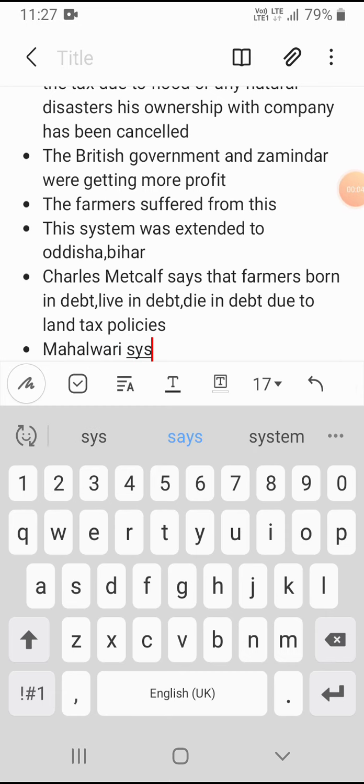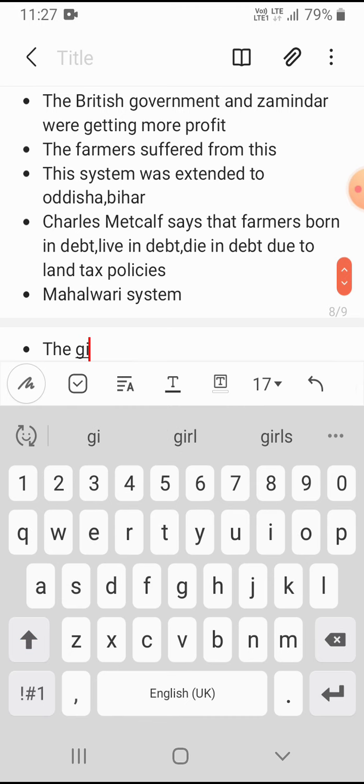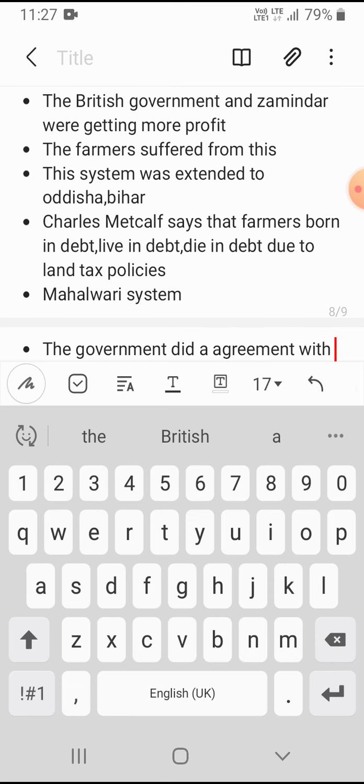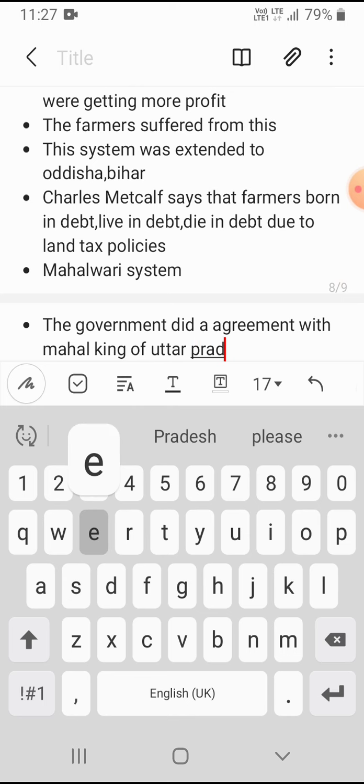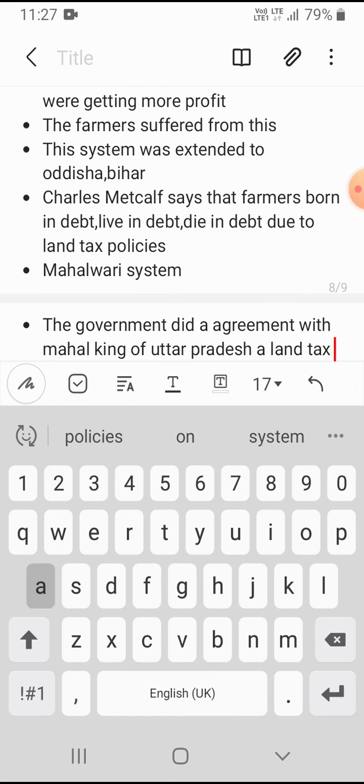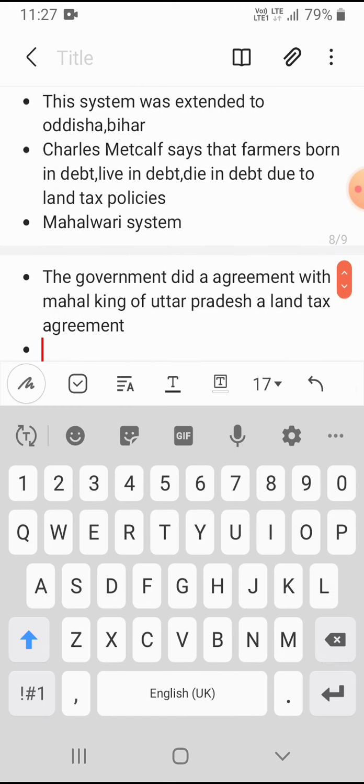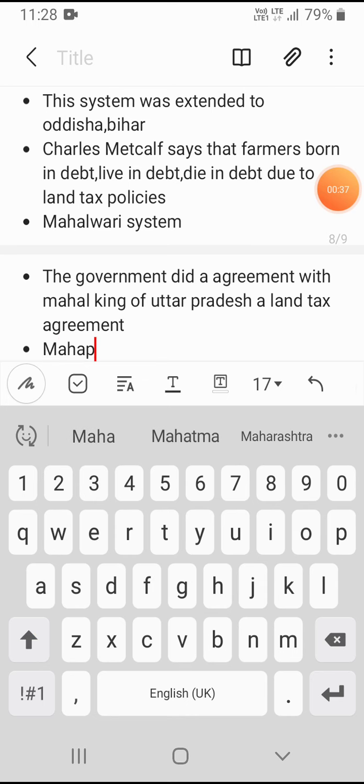Mahalwari system. So the government made an agreement with the Mahal people, Mahal of Uttar Pradesh, a land tax agreement. They did a land tax agreement. Mahal means taluk, not king. Mahal means taluk.